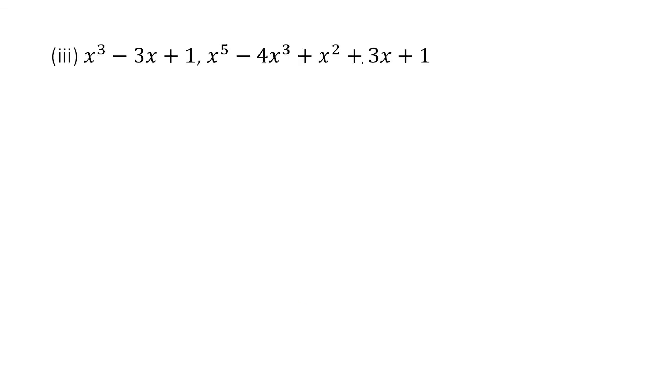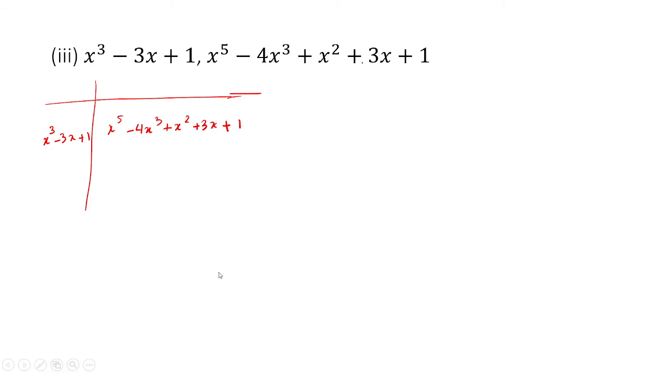So for the last question, it is going to be this. We're asked to find this out. So we use the same method. So x cubed minus 3x plus 1, x to the power 5 minus 4x cubed plus x squared plus 3x plus 1. Now let's see whether the first polynomial is a factor of the second polynomial or not.